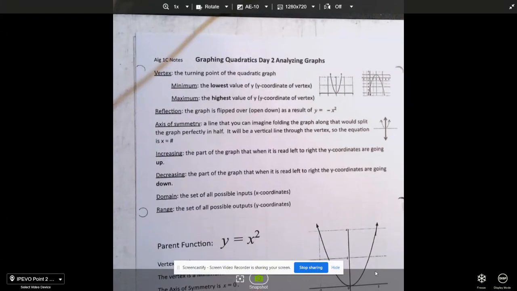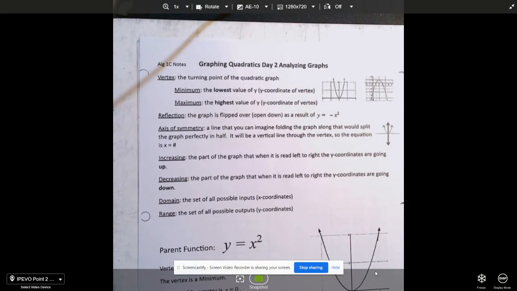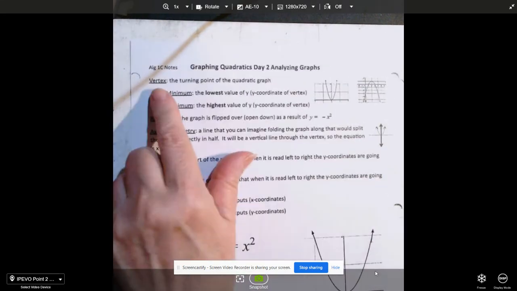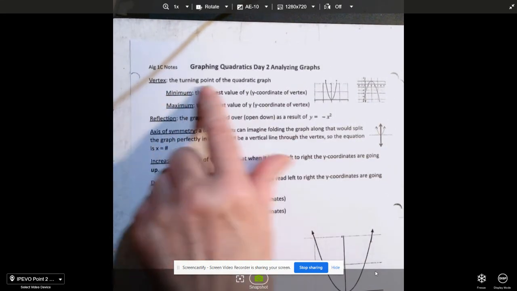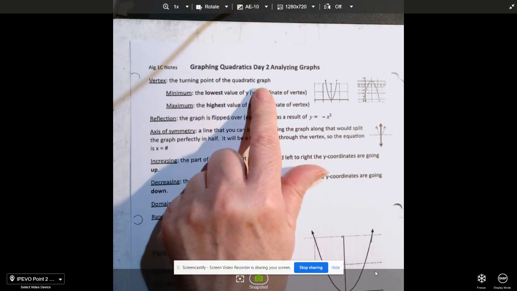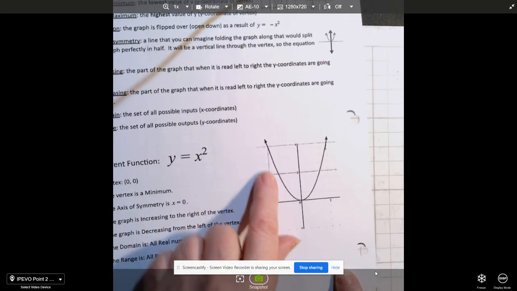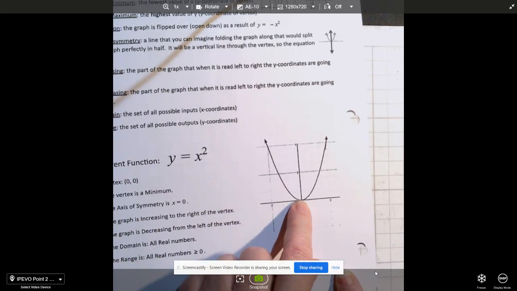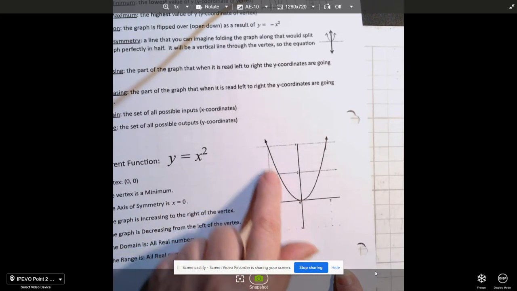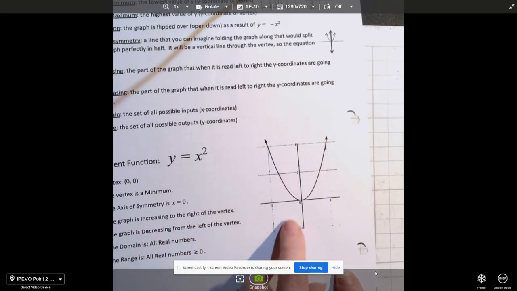All right, so this is day 2, graphing quadratics, analyzing graphs. And there's a lot of vocabulary in this one. So the first thing they have is the vertex, which is the turning point of the quadratic graph. We kind of already talked about that one. So here, if you look at this graph, because it's a nice big one, the turning point would be right here, because that's where it goes from going down to going up. So right there, that is your vertex.